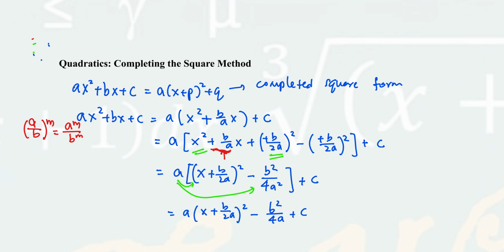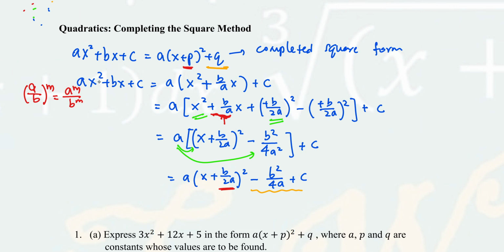Okay, so when you compare, that means my plus p here is the same as plus b over 2a. And then my plus q is basically these two terms. So from here we have done the completed square form.